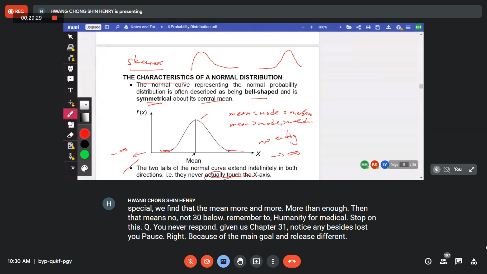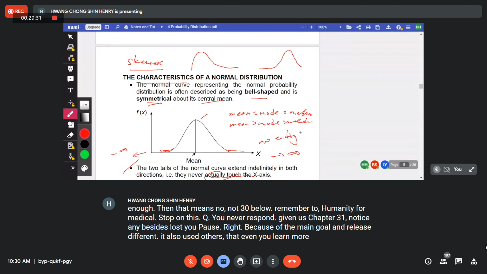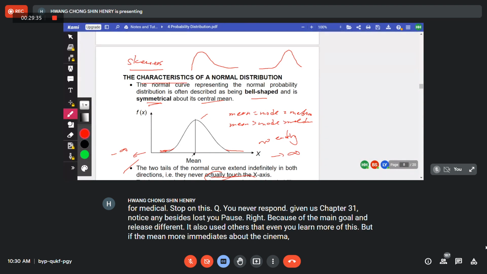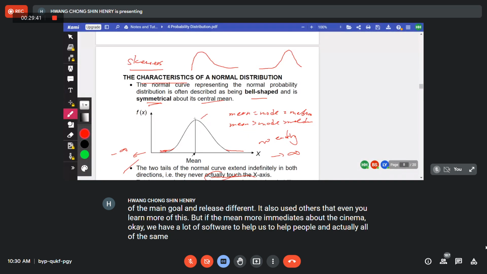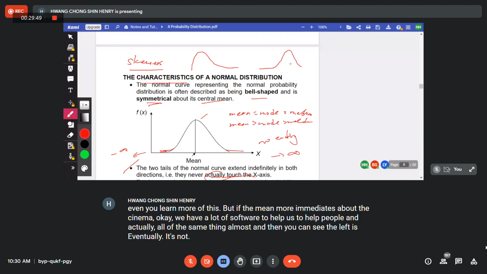If you study further, you will learn more about this. But if the mean, mode, and median are about the same, and we have a lot of software to help us calculate, then they are all located at the same peak, almost. And then you can see the left and the right are symmetrical. If not, we have skew, positive and negative. Okay?